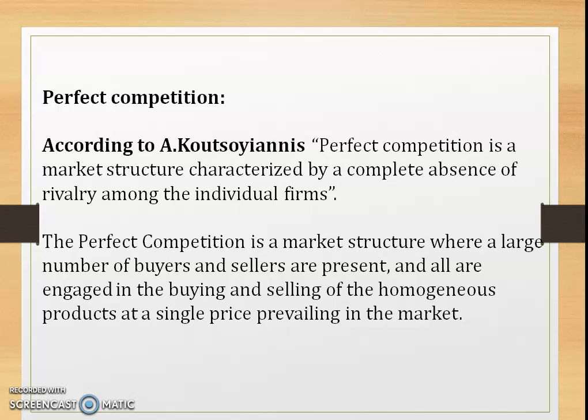According to A. Koutsoyiannis, perfect competition is a market structure categorized by a complete absence of rivalry among the individual firms. Right, so perfect competition is a market structure where a large number of buyers and sellers are present, and all are engaged in the buying and selling of homogeneous products. Homogeneous product means same product, identical product, at a single price prevailing in the market. So the uniform price is being maintained across the market.